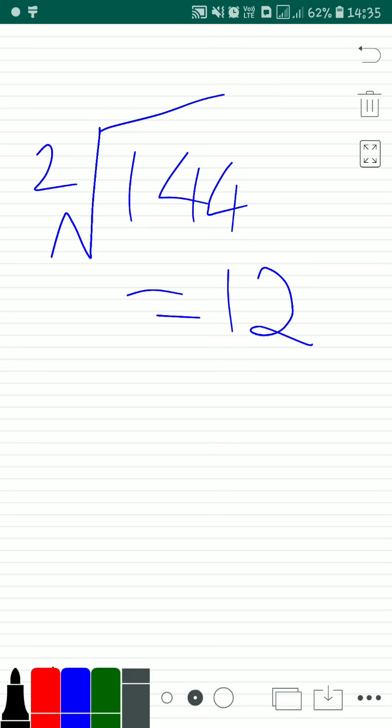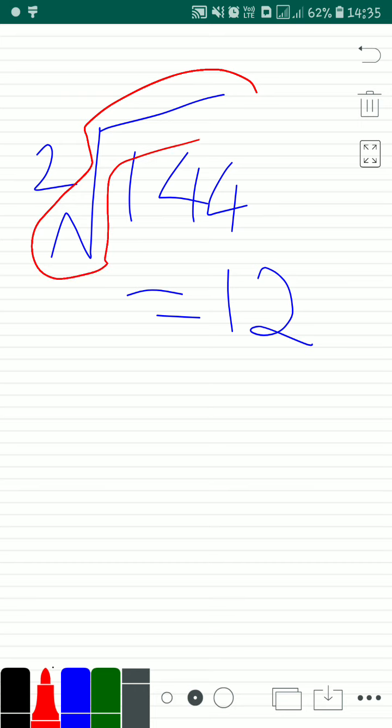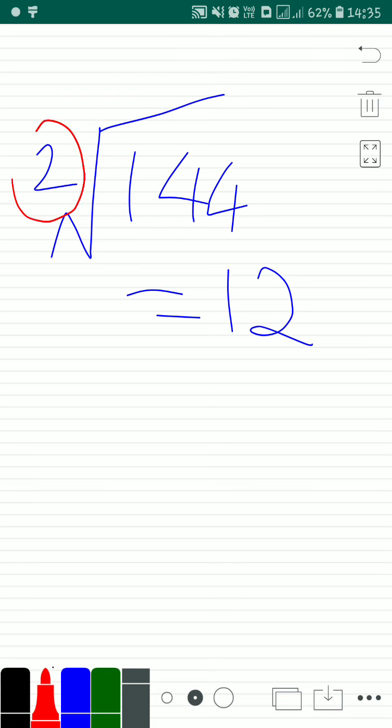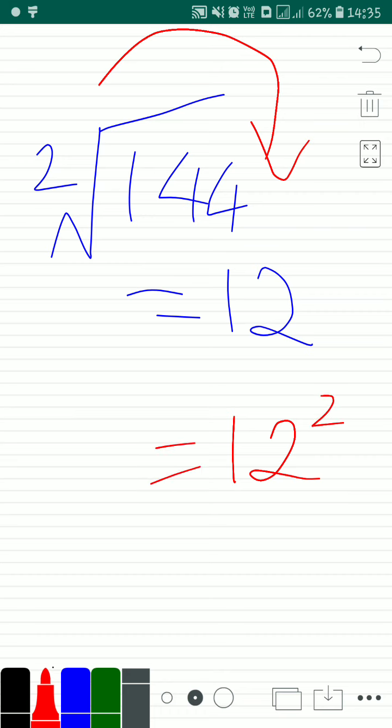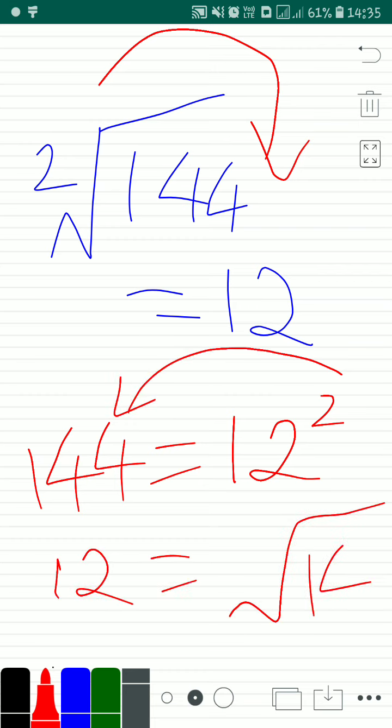The sign given here indicates that we have to find the square root of 144. This is the symbol of root and this is the symbol of square root. If the square root is shifted to the right hand side of 12, it becomes 12 square is equal to 144. And if the square is shifted to the other side, it will give you 12 is equal to root of 144. That's it.